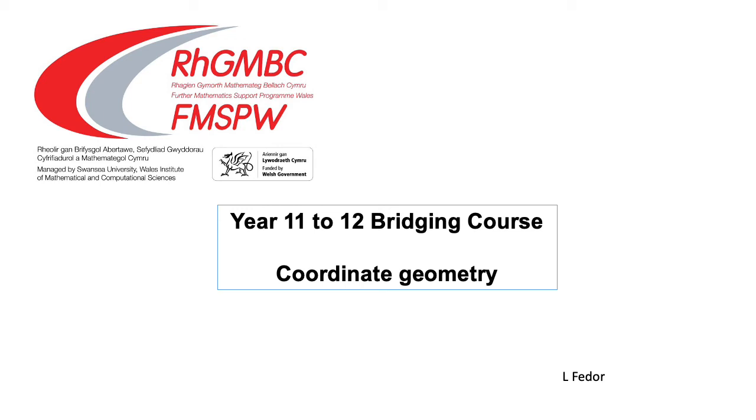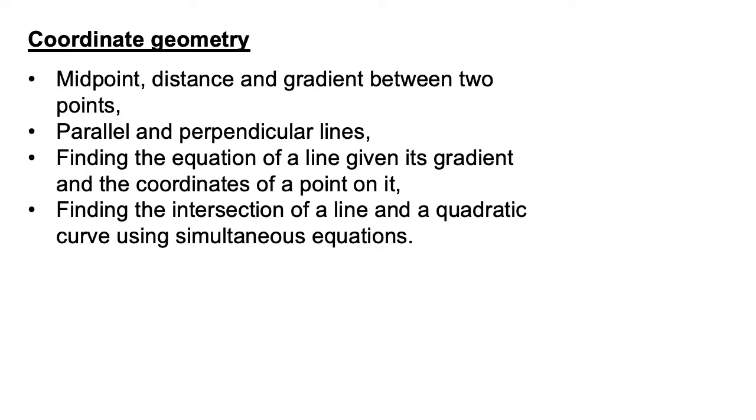This is the Further Math Support Programme, Year 11 to Year 12 Bridging course on coordinate geometry. We're going to break up the lesson into 4 parts. So firstly, we're going to look at the midpoint, distance and gradient between 2 points, something that you have actually learnt in your GCSE course, as well as parallel and perpendicular lines.